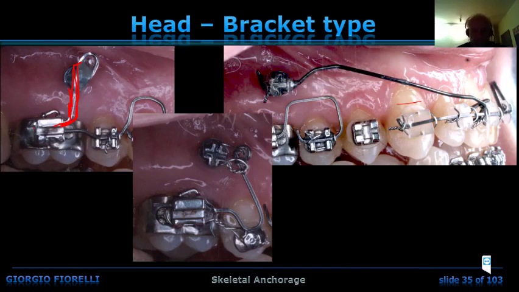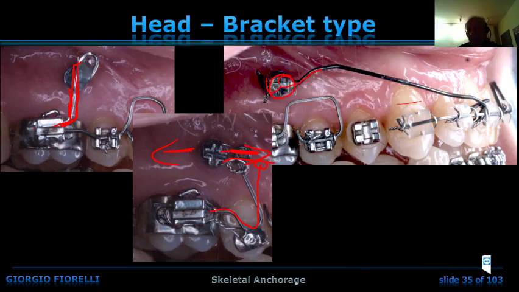Here we're using a wire which is active like this and activated in this direction. So we are applying to the TAD this force, and we are applying to the molar this force. You could use just a TAD with the pin for this, but as you see, once you have a bracket-like head, you can use it for everything. So there's no reason for me to have different kinds of mini screw.